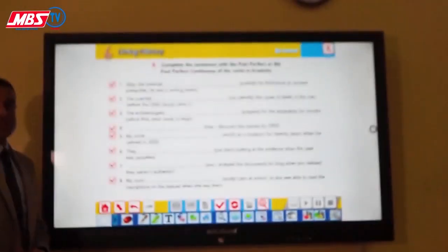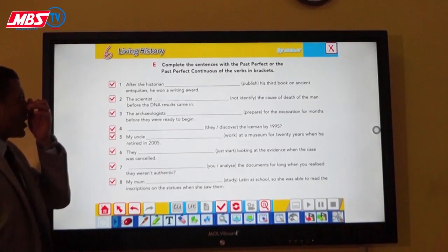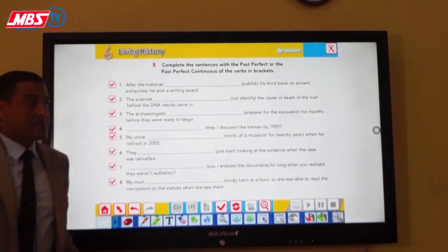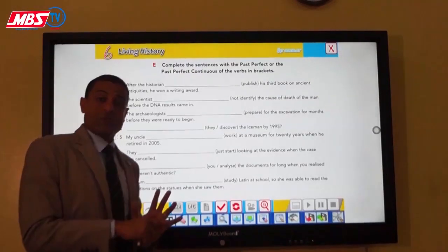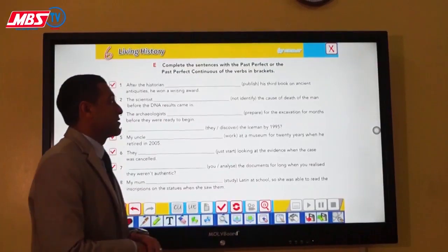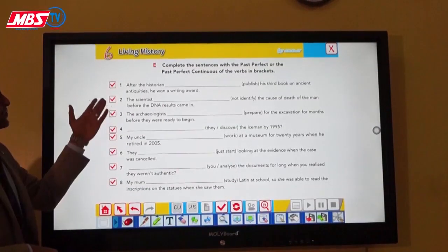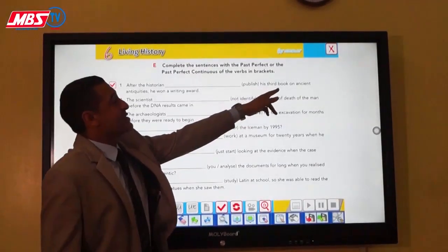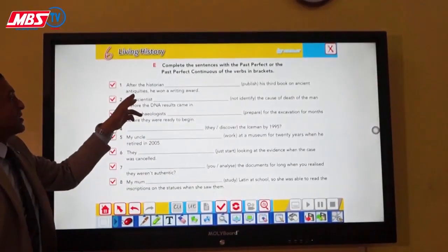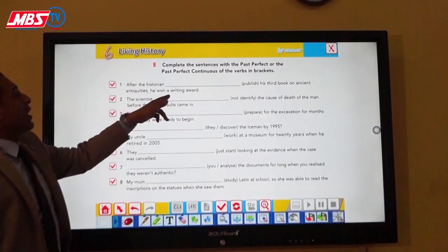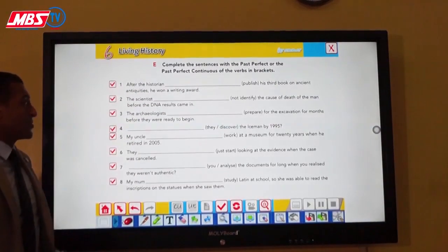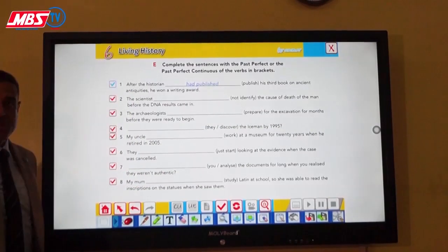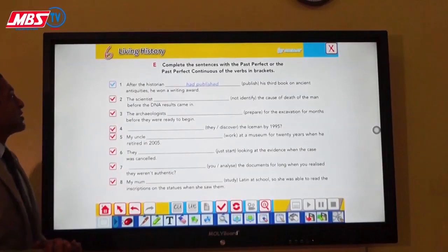And let's turn to the next exercise. So here we have to complete using the verbs between brackets. We have to complete in past perfect simple form or past perfect continuous form. After the historian published his third book on ancient antiquities, he won a writing award. So here this one, had published, because here we are focusing on the action.